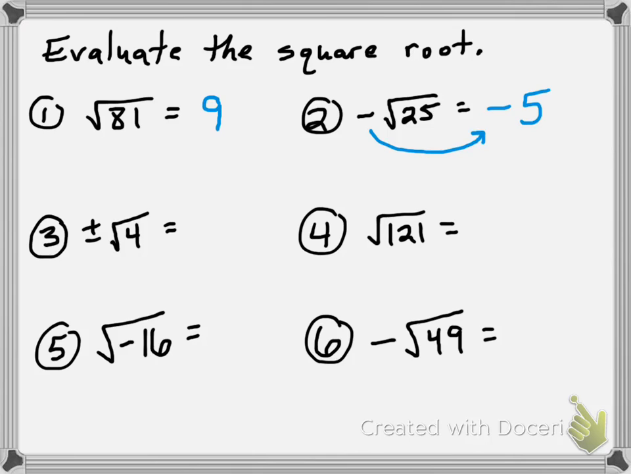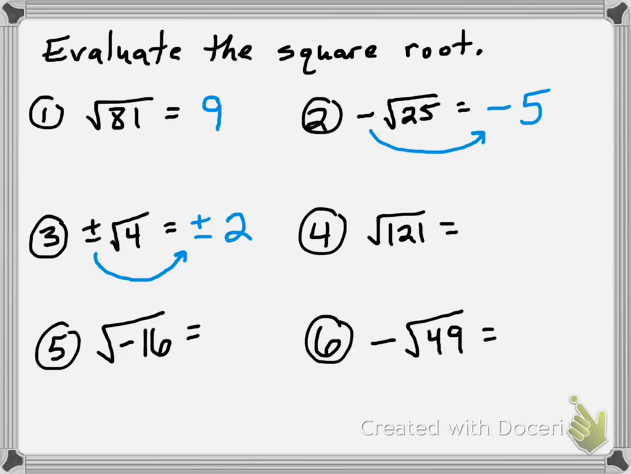Alright, same thing for number 3. I look at the square root first. The square root of 4 is 2, and it tells me that it wants the positive and the negative, so I need the positive and the negative.